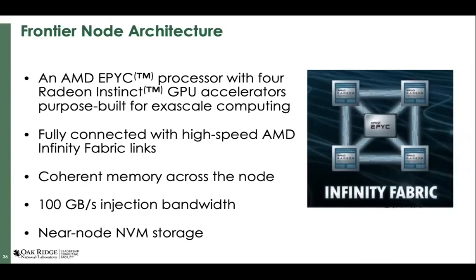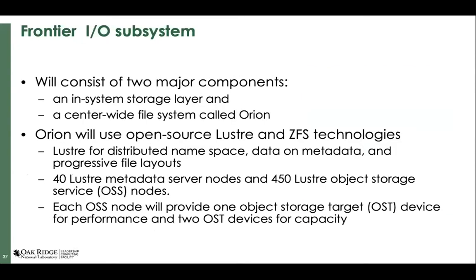Now let's look at the I/O subsystem. This is the most recent information that we have made available to the public. It will consist of 2 major components, an in-system storage layer and a center-wide file system called Orion. Now, Orion will use the open source Lustre and ZFS technologies. Orion will employ Lustre technologies that include distributed namespace, data on metadata, and progressive file layouts.